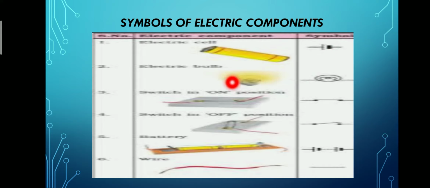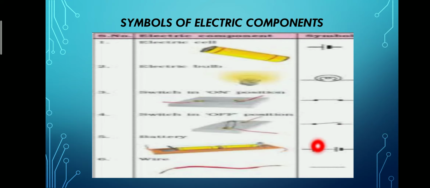And next is the electrical bulb, and this is the symbol for an electrical bulb. And next is a switch in on position. In on position, it will be connected like this, and if it is in off position, this line will be lifted up. This is your off.